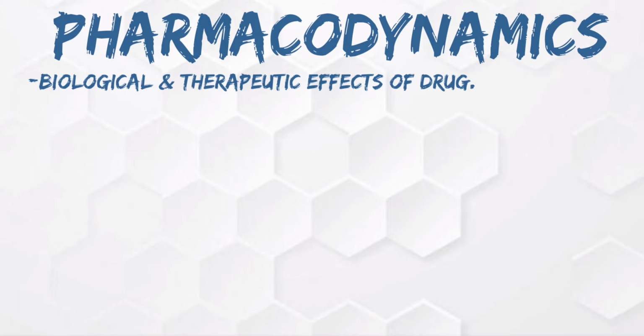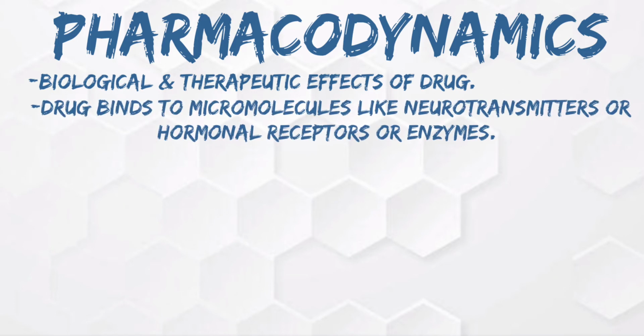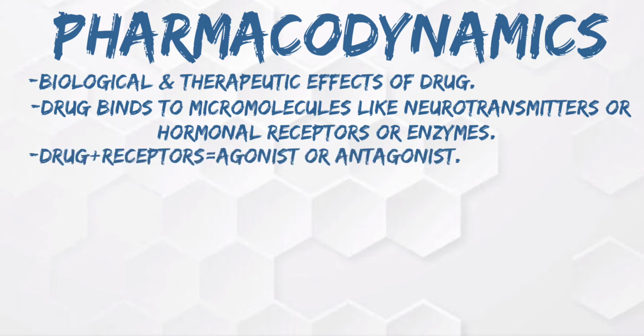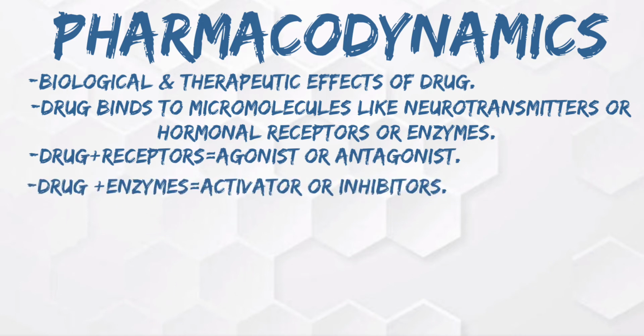To start the mechanism, the drug should bind to macromolecules like neurotransmitters, hormonal receptors or enzymes. When the drug binds to the receptors, it has either an agonist or an antagonist effect, and when the drug binds to an enzyme, it has an activator or an inhibitor effect.